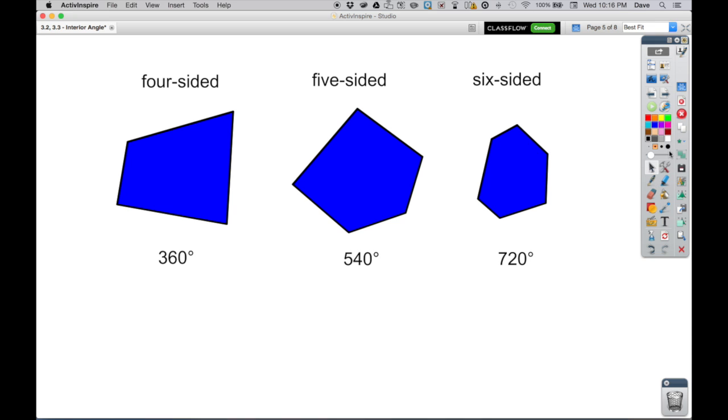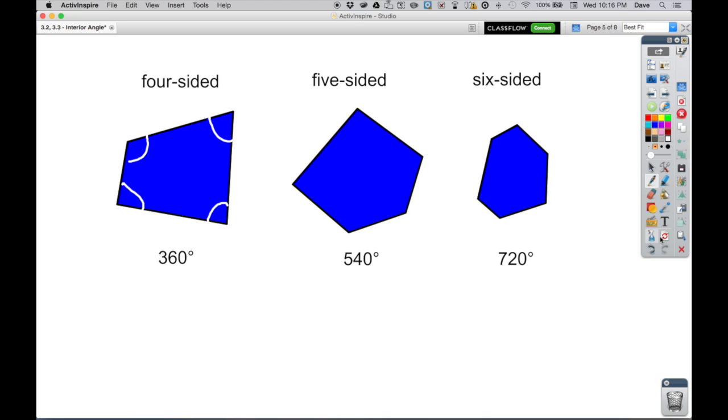One way some groups did this was they just looked at doing the same thing. They cut off the corners here, put them together, and they formed a 360-degree full turn. For 540, you got 360 plus an extra 180.